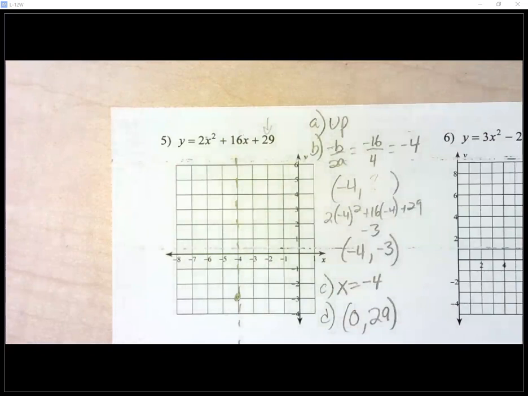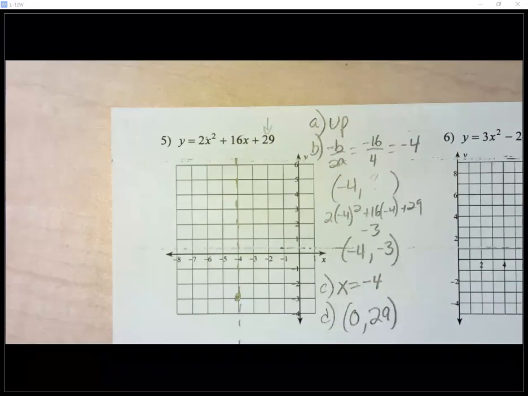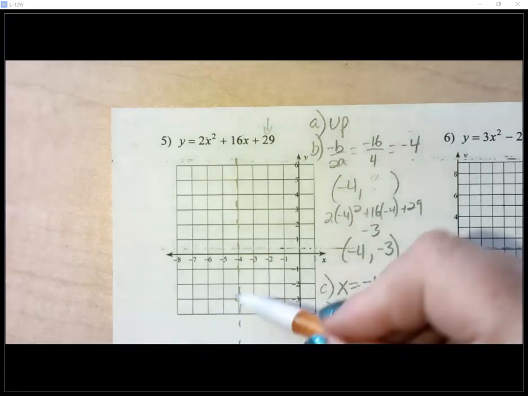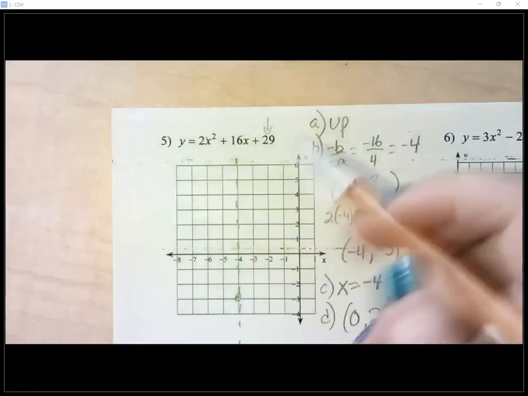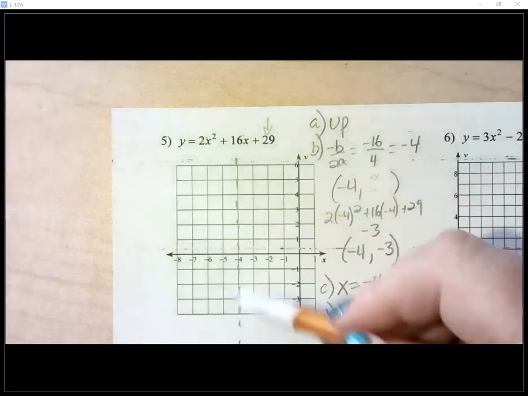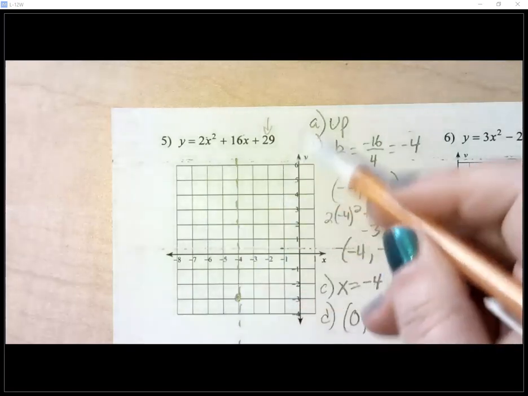But when I graph my parabola, you can see that 0, 29 makes sense. It wouldn't make sense to get some negative number because that is my vertex and I know it's going up like a cup. So I know it's going to cross the y-axis somewhere up in this positive area. It's just off my grid.